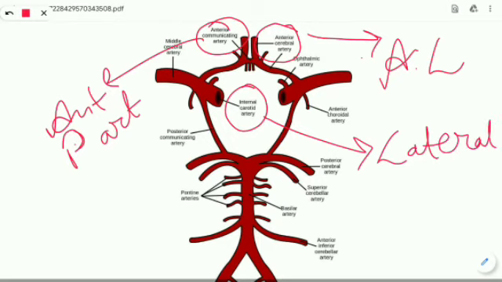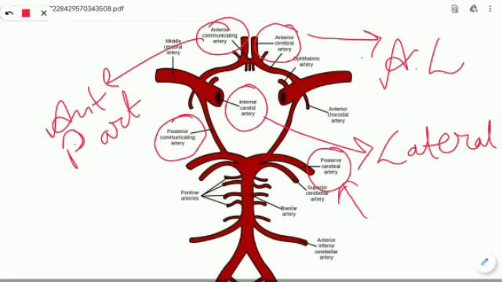Now let's talk about the posterolateral part. The posterolateral part is formed by the posterior communicating artery. This is the posterior communicating artery which is the link between the internal carotid artery and the posterior cerebral artery. This is the posterior cerebral artery.